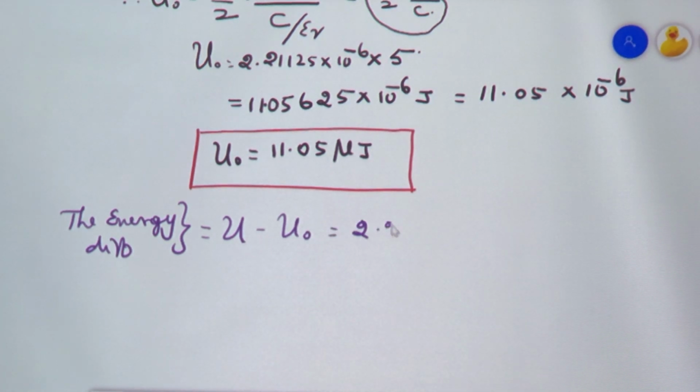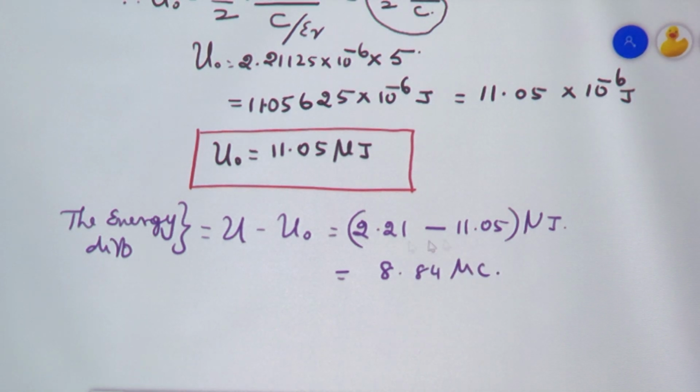Epsilon is 2.21. We can write it like this: 2.21 minus epsilon 0, which is 11.05, both in microjoule, and the answer you will also get in microjoules. If that is the case, the change in energy is 8.84 microjoule. Simplify and get the difference. So let us take this as the change in energy.